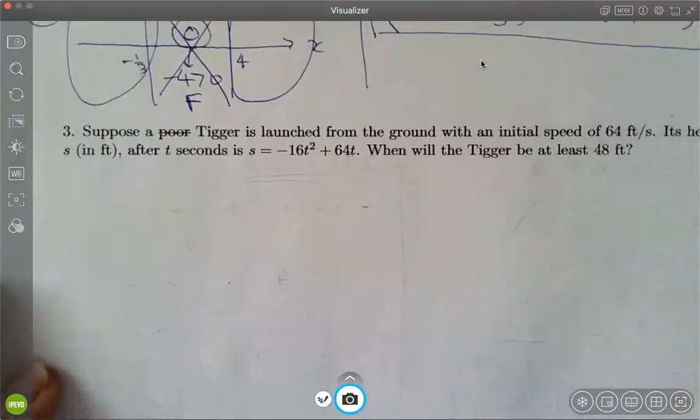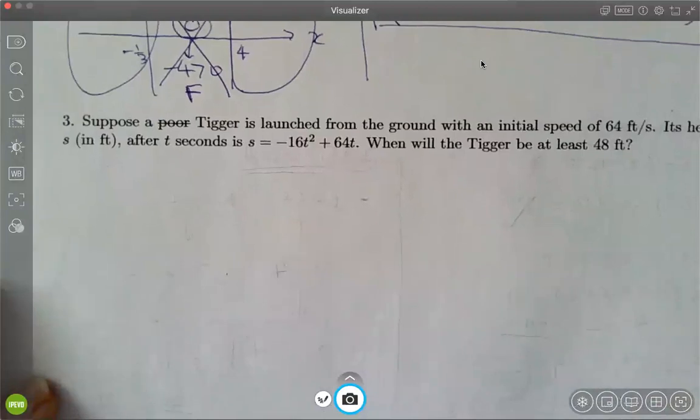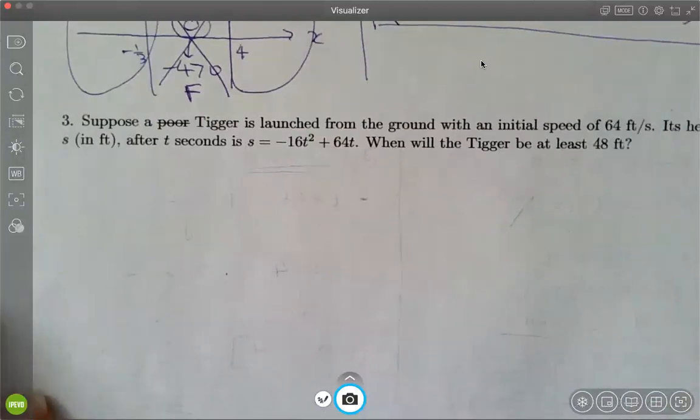Now, let's do this word problem. Suppose a tiger. All of you are supposed to know what tiger is. It's not the tiger, remember, it's Tigger, right? For those who have watched Winnie the Pooh, you know what Tigger is.